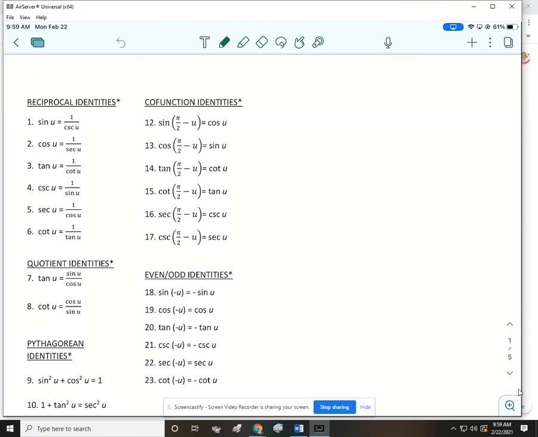All right, so you guys are going to need your identity sheets and your own paper for this lesson. So this is going to be lesson 5.1b, and we're going to be factoring trig expressions.